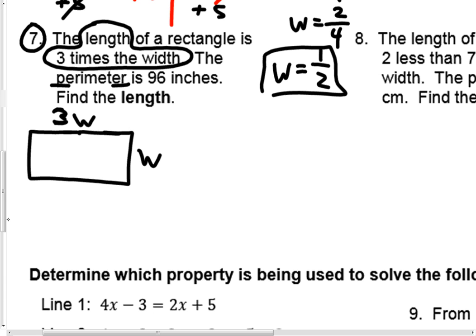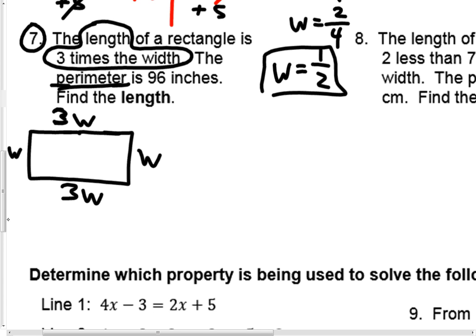If this is a rectangle and I call that 3W, what's the bottom? 3W. Write it in. If that's W, what's this? Okay. If you can make that drawing, then you can do the rest of the problem.